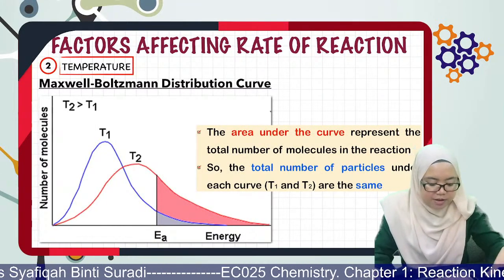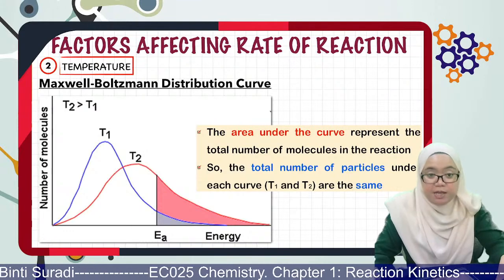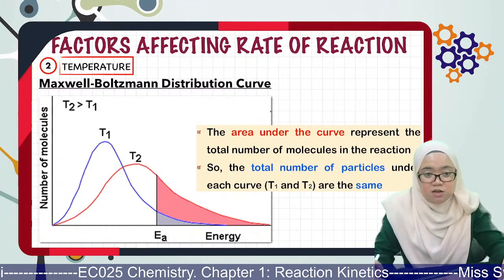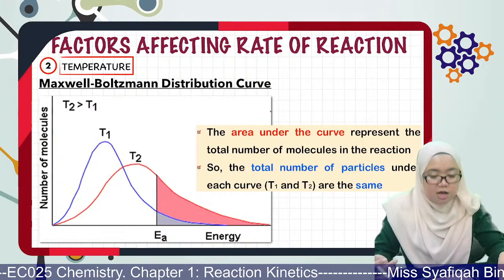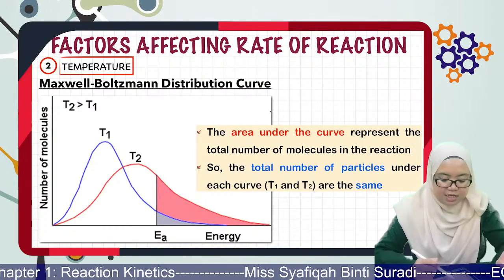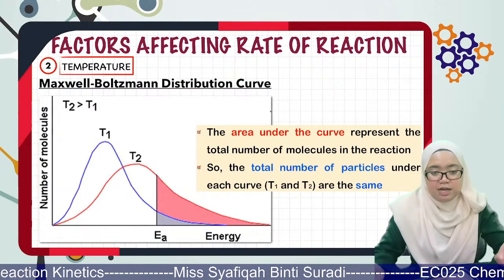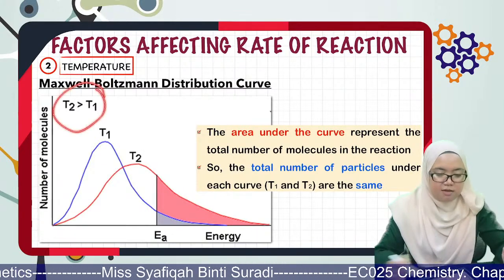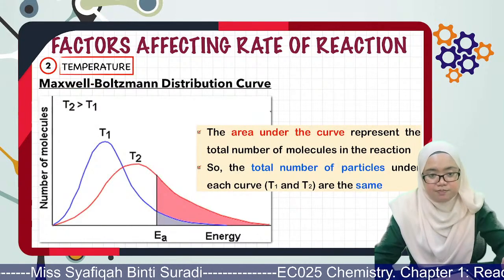Okay, so kita punya Maxwell-Boltzmann distribution curve, saya pendekkan MB distribution curve. So MB distribution curve ni mesti ada dua temperature lah. So T1 dengan T2. So dekat sini T2 ni maksudnya yang ada high temperature. So T2 is higher than T1.